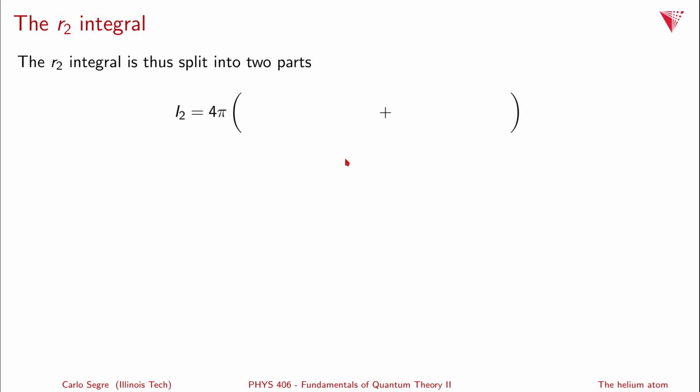So I2 now becomes 4 pi times 1 over r1 times the integral from 0 to r1 of r2 squared e to the minus 4r2 over a dr2. That was for r2 less than r1. And then for r2 greater than r1, you have to integrate from r1 out to infinity. And now you have the other form, which gives you, in the integrand, r2 times e to the minus 4r2 over a dr2. So these are two slightly different integrals, both easily doable.